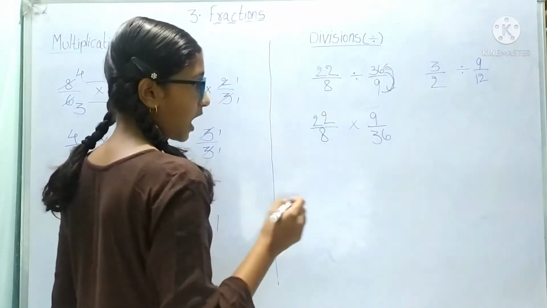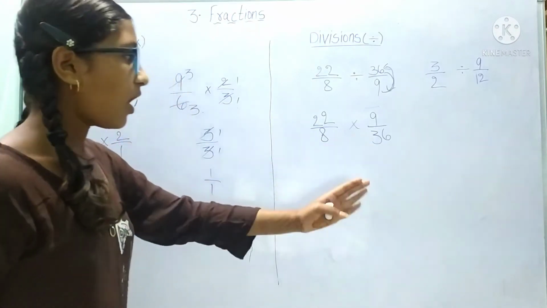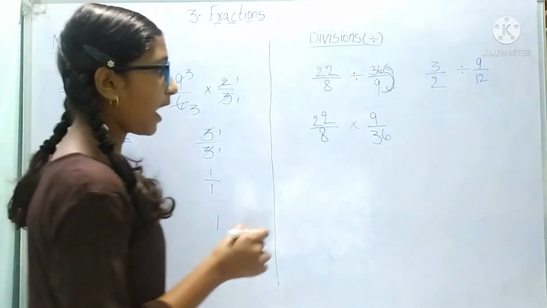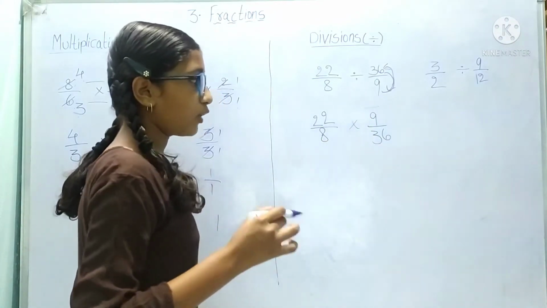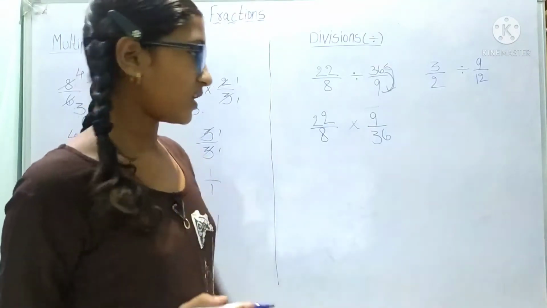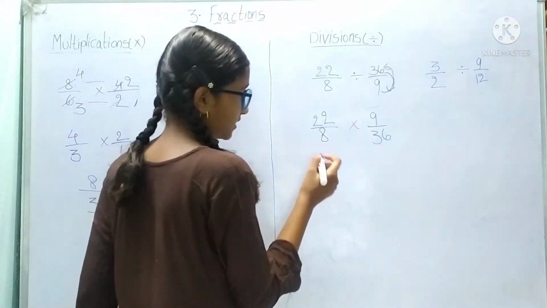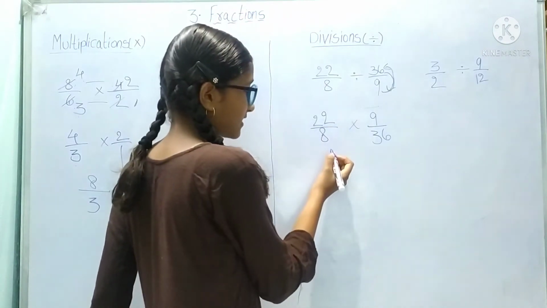So now we will do cancellations, same as we can do here. Although we can multiply 22 into 9 by 8 into 36, that is very long. That's why we can cancel here instead.